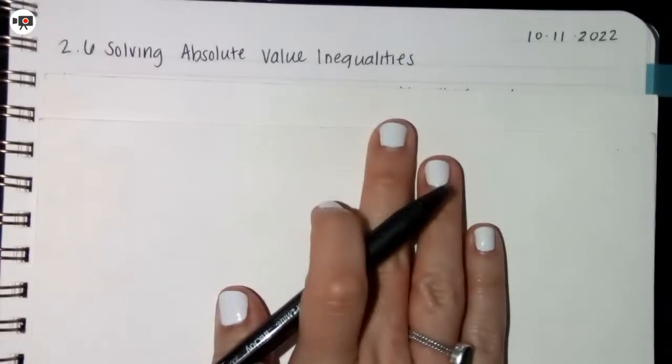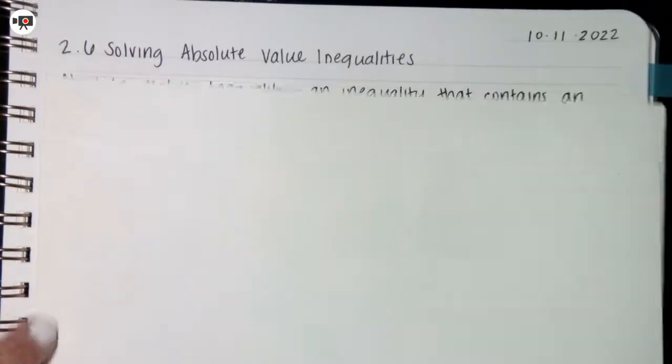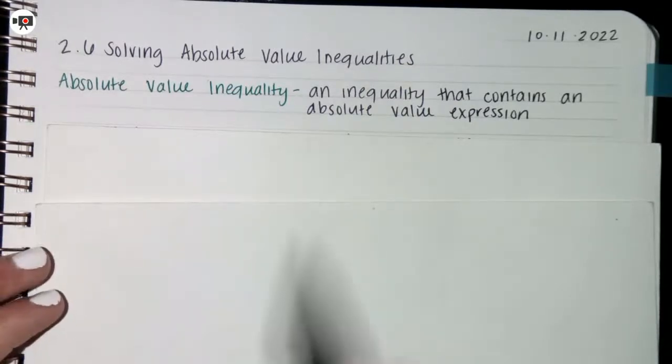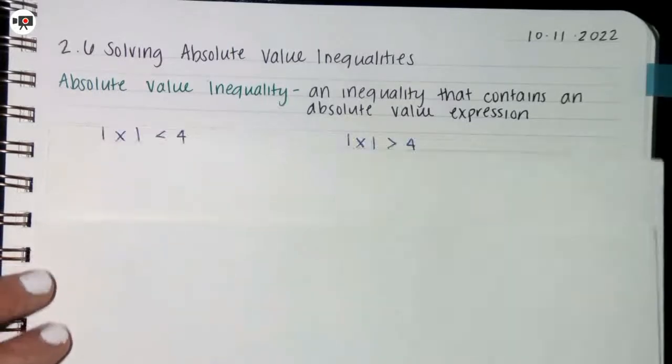This is 2.6, solving absolute value inequalities. So an absolute value inequality is an inequality that contains both an absolute value expression and the inequality symbols.